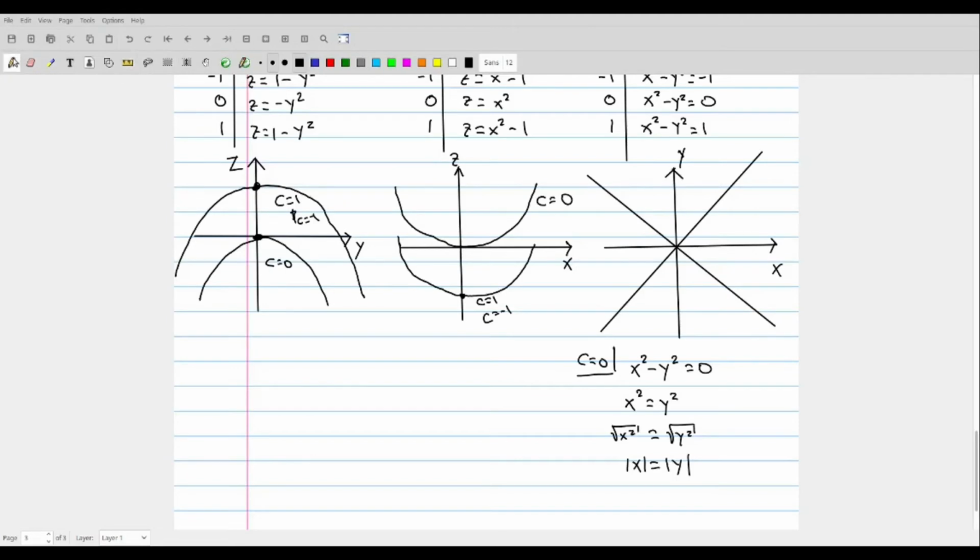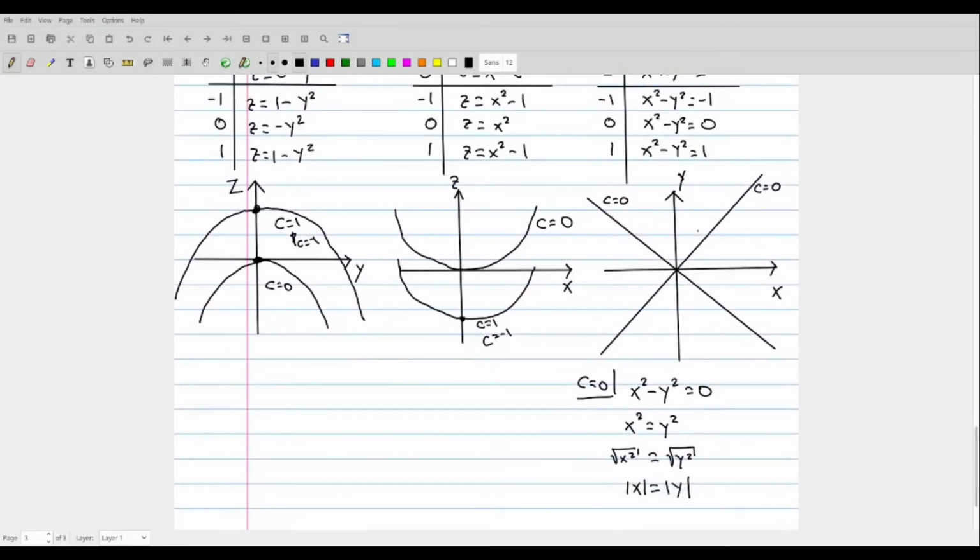So all of the points that are on here satisfy c equals 0. This is the cut of this surface when z equals 0. And the other two curves are actually the defining relationships for what are called hyperbolas. So for c equals positive 1, the equation x squared minus y squared equals 1 is actually a hyperbola that's opening along the x-axis. So it looks kind of like this.